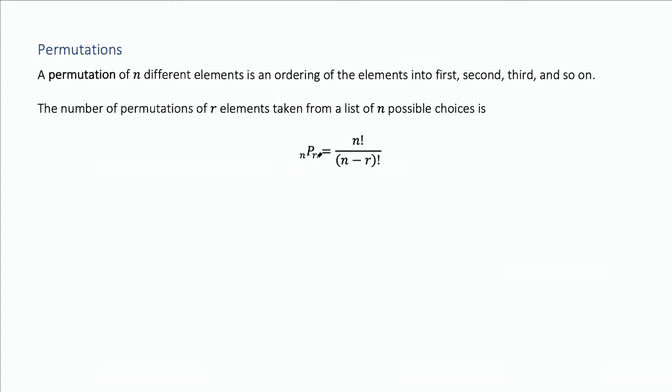nPr, or n permute r. So we've got n choices. We want to pick r of them and arrange them, okay? It's this formula here, n factorial over (n minus r) factorial.